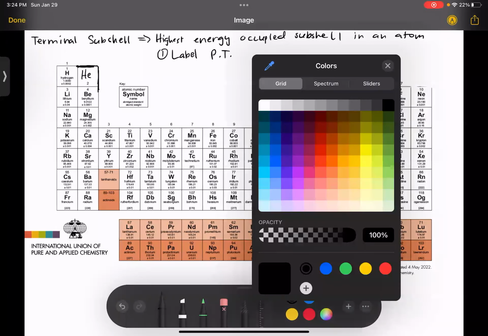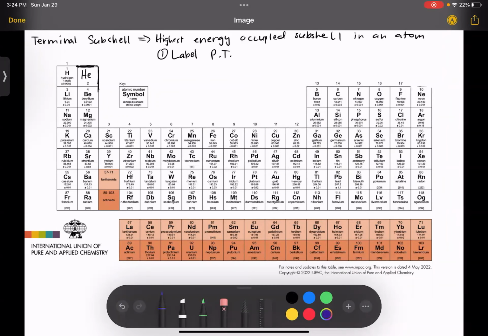I'm going to first label the 7 periods. Over here on the left, I'm just going to label this 1, 2, 3, 4, 5, 6, and 7. And if you'd like, you can also add an S over here, just to indicate that everything in these 2 columns corresponds to terminal subshells that have the S designation.